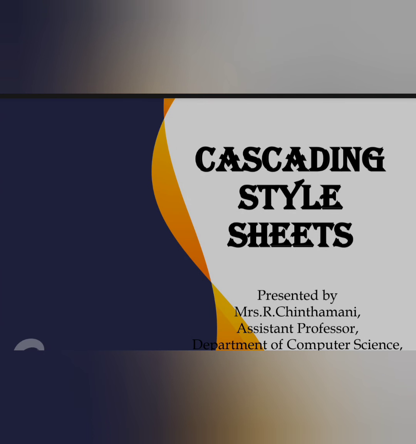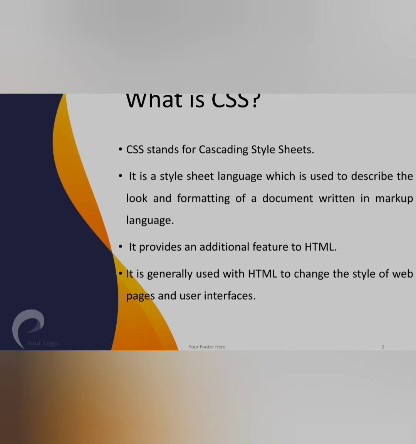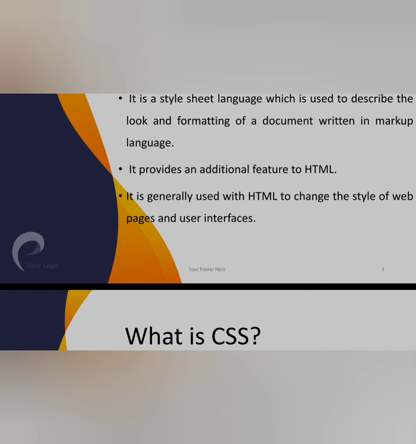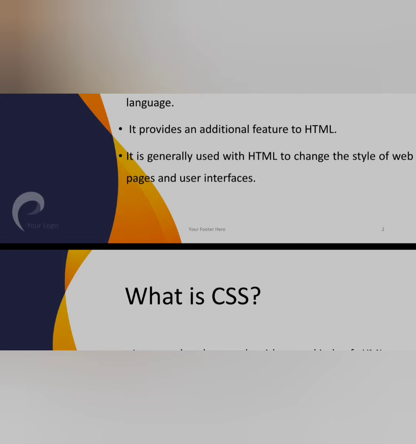Hi friends, now in this slide we are going to see Cascading Style Sheet. What is CSS? CSS stands for Cascading Style Sheet. It is a style sheet language which is used to describe the look and formatting of a document written in markup language. It provides an additional feature to HTML.